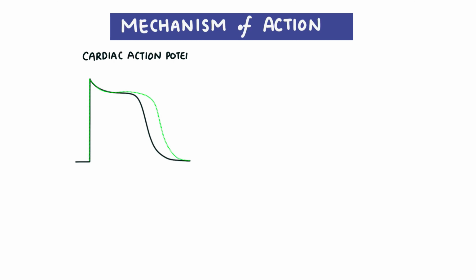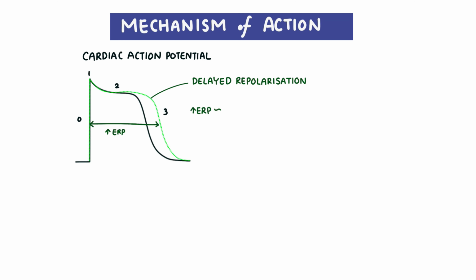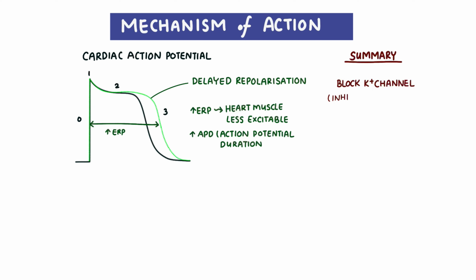So how do these drugs work? They primarily act on the fast response action potential in contractile cells. They block the potassium channels responsible for repolarization, causing a delayed repolarization. By blocking the outward flow of potassium, they significantly prolong both the effective refractory period, ERP, and action potential duration, APD. Think of it as putting the heart cell on pause, making it less excitable and less likely to fire an abnormal beat.